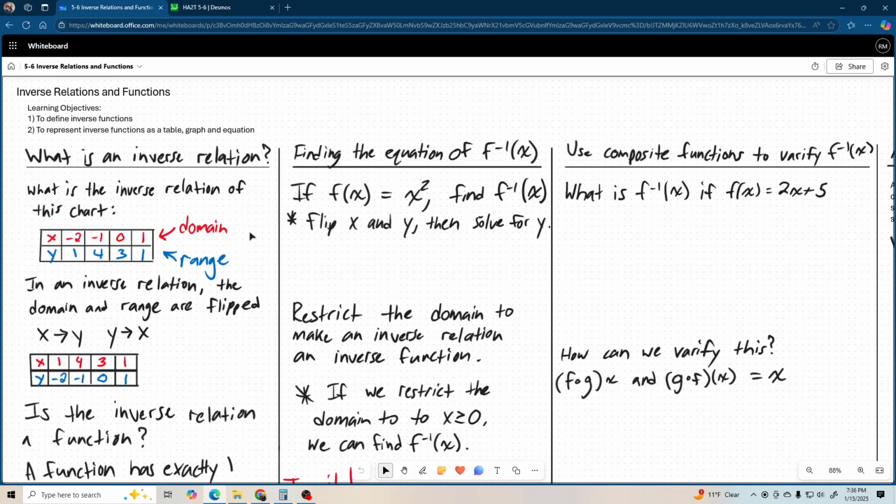Hello everybody. In today's video, we're going to talk about inverse relations and functions. Today we're going to learn how to define inverse functions, and then we're going to represent inverse functions as a table, graph, and an equation.